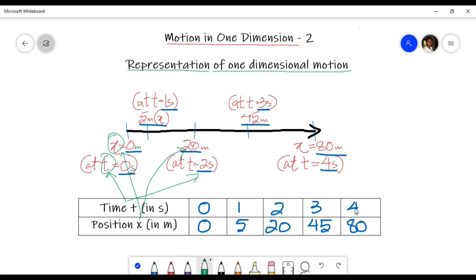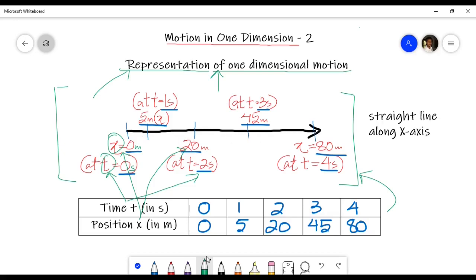I hope you can understand this. And this is the representation of one-dimensional motion, okay? It is a representation of one-dimensional motion. And here the x-axis represents the vertical downward direction, okay? I hope you can remember this. The straight path, the straight line that you see, one-dimensional motion. So straight line along x-axis, that represents vertically downward direction. I hope you have understood this.